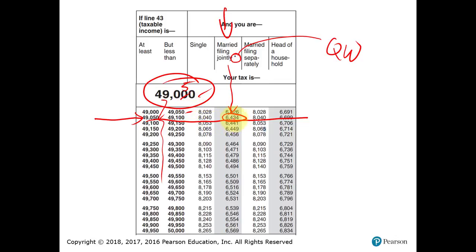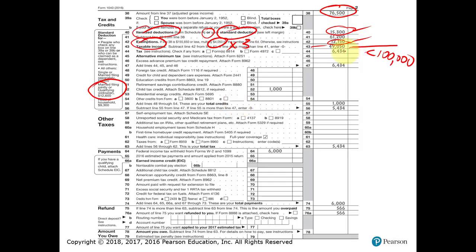So we take this 6434 and we put it back on our tax return in the next line. Again, that's the tax liability for the whole year. We're going to learn about alt-min tax in our last chapter of the semester. And now we're going to subtract out tax credits. So here you can see lots of credits. The only one we're going to focus on here in chapter 2 is this one called child tax credits.